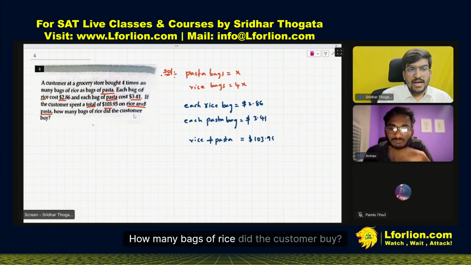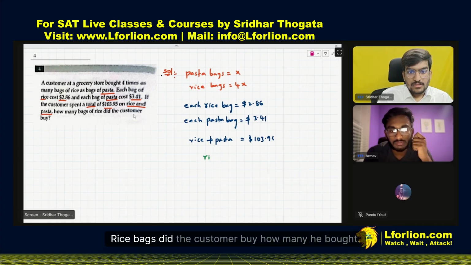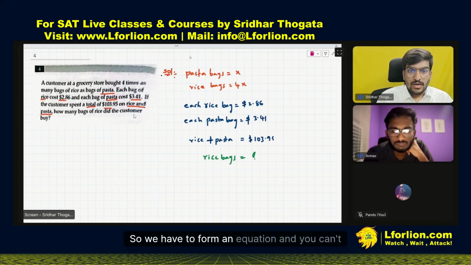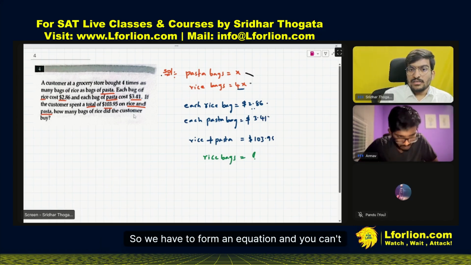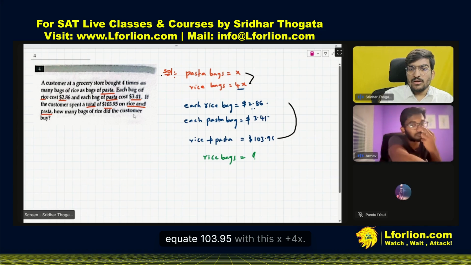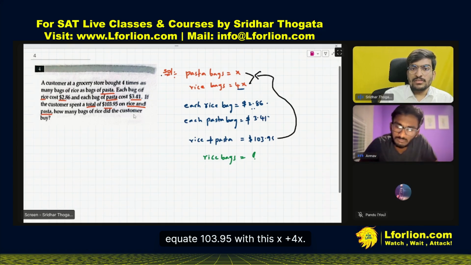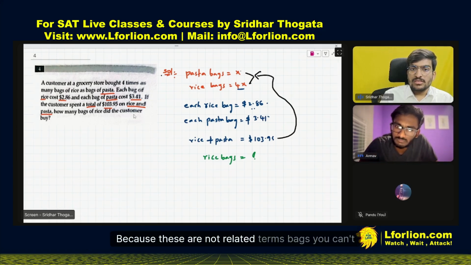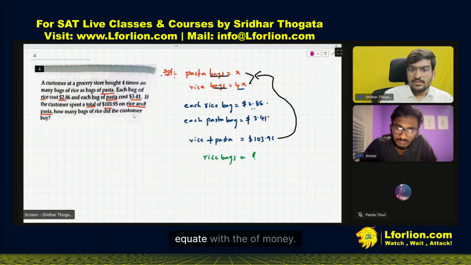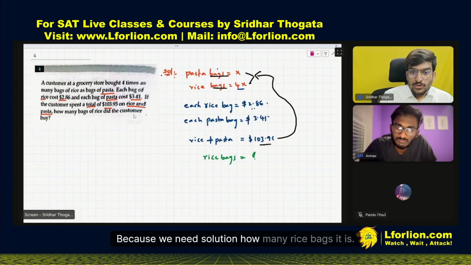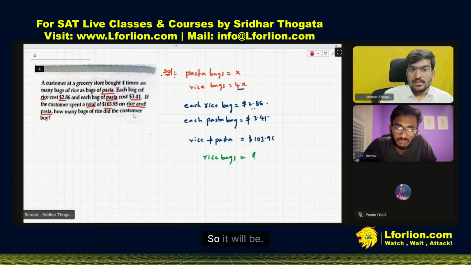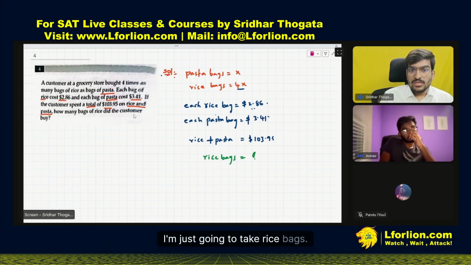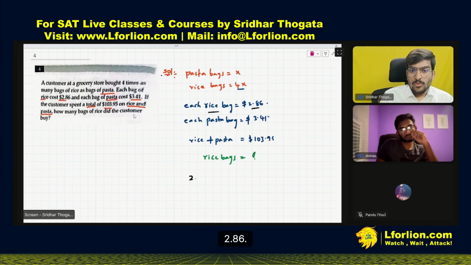How many bags of rice did the customer buy? Rice bags. How many did he buy? So we have to form an equation. And you can't equate 103.95 with this x plus 4x because these are not related terms. Bags you can't equate with the amount of money, because we need the solution for how many rice bags it is. So it will be, I'm just going to take rice bags 2.86.